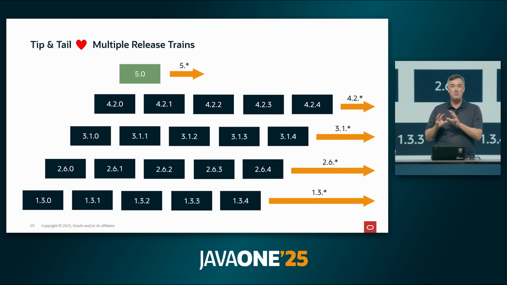Here's a moment in time of our hypothetical library that's up to version 5 using tip and tail. The tip release in green is 5.0, and there are 4 tail trains, 4.2, 3.1, 2.6, and 1.3. These tail trains undergo very little change, which means they're easier to maintain, which means tail releases can be pumped out for much longer than in the traditional multi-train model.